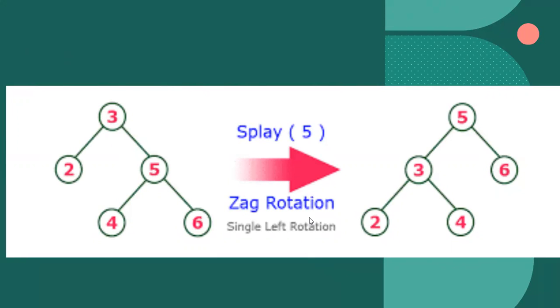And this is zag rotation. In this practice we have two types of rotation: one is zig rotation, and the other is zag rotation. A single left rotation is called zag rotation. A right rotation is called zig rotation. And if you see the variables 2, 3, 5, 4, 6, and then 5, 6, 3, 2, 4, this is the rotation. From here to here it is converted by the zag rotation.